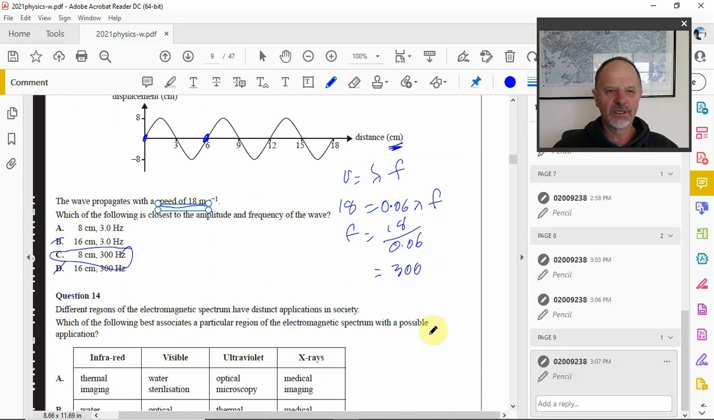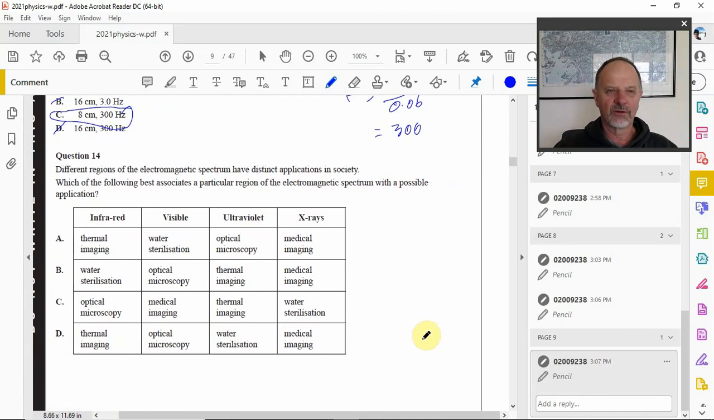All right, question 14. Different regions of the electromagnetic spectrum have distinct applications in society. Which one of the following best associates a particular region with the possible application? All right, so infrared. What's infrared about? Infrared cameras, we hear about that. Infrared is about heat. All right. Visible light. Visible light, that's about stuff we see. See with our eyes.